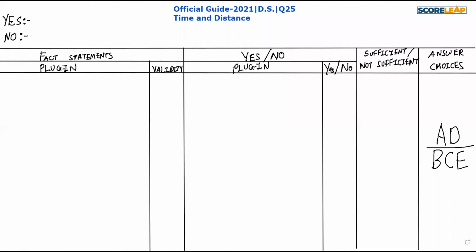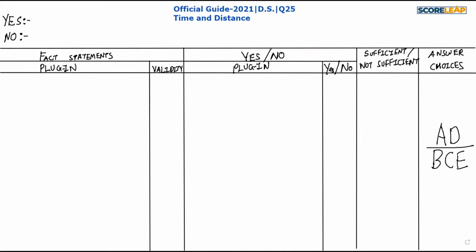Question 25. This here is a yes or no type of data sufficiency problem. For yes or no type of data sufficiency problems, we need to ask ourselves these two questions and make a yes or no table. So let us read the question first of all.